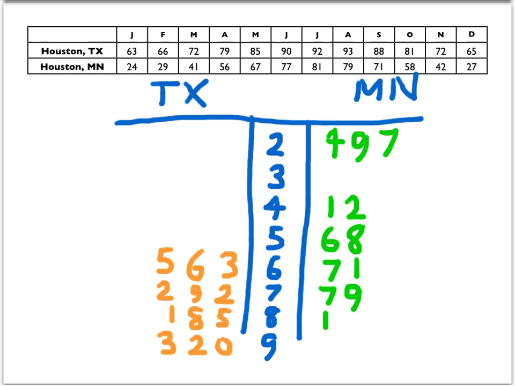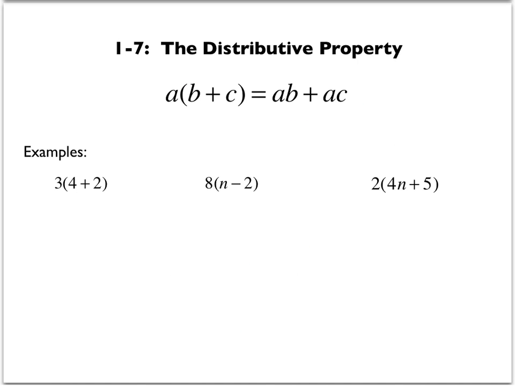It's kind of nice when you're comparing two sets of data that are kind of similar. In this case, the similarity is just the names of the city. All right, so that was kind of fun.